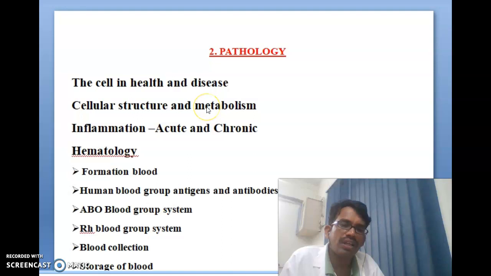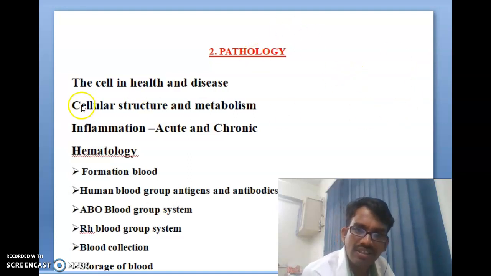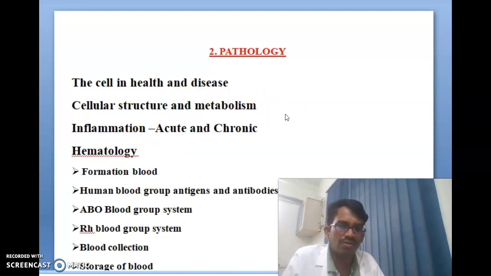Next we come to the second subject, the second paper, pathology. Compared to the first one, anatomy, pathology needs somewhat more in-depth study, it's compulsory. Why? Because most of the diseases are completely discussed in this paper only, pathology. So in pathology you can see the cell in health and diseases. Cellular structure and metabolism you can study in this unit, and inflammation and acute and chronic diseases you can study in pathology.